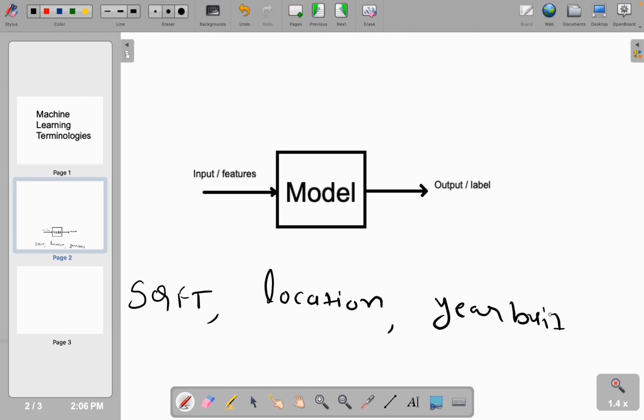So the model will take features as input, and the output will be our target variable, which is the label. In this case, a label can be the actual house price, right? I'm writing HP for the house price. So here the features would be square feet, location, year built, and based on that we will predict the actual house price, which will be our label, right? In the previous video we learned that supervised machine learning requires labeled data. Okay, so let's move further.